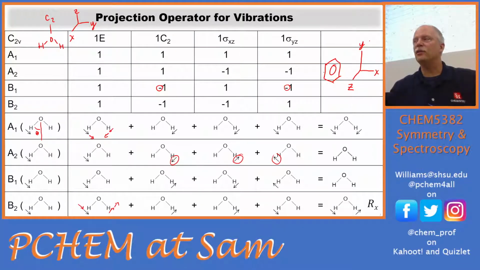point. We have lots of rotation axes in benzene. And C3s too. Those are actually in the character table, C3 axes. But there's one C6 axis, and that's the Z axis.